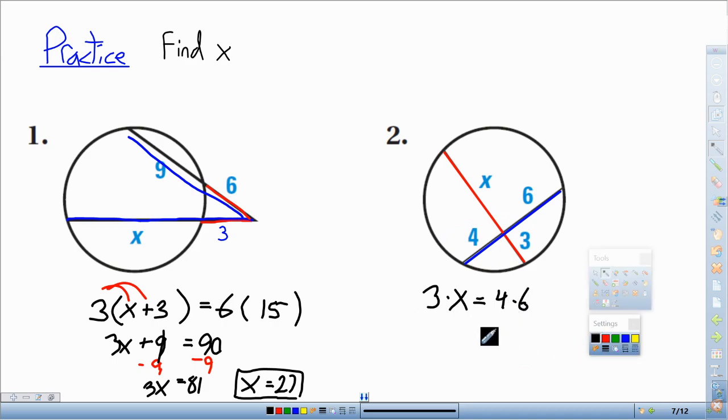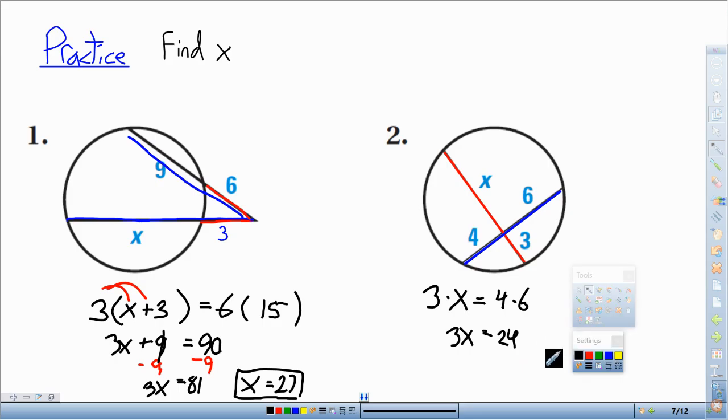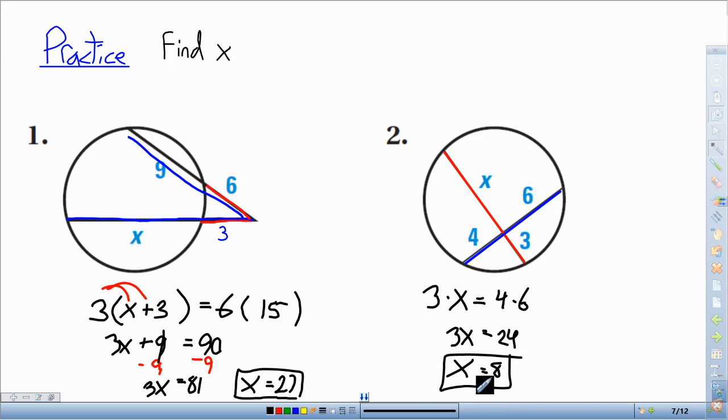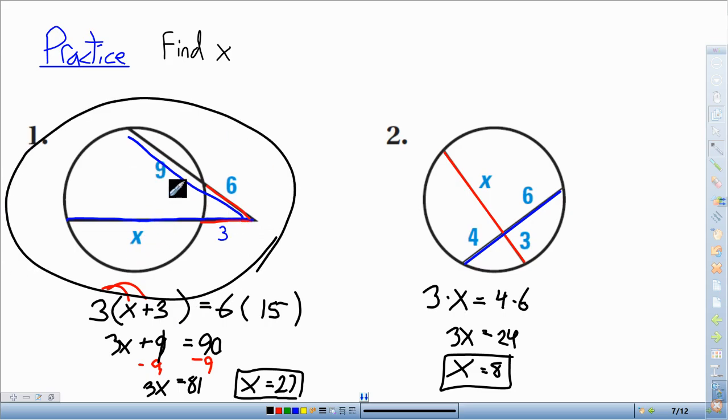All right, so yeah, way more straightforward. 3 times x is 3x. 4 times 6 is 24. Okay, dividing both sides by 3. 3 is going to go into 24, 8 times? So it looks like x equals 8. Okay, so yeah, these are not terribly difficult. Just try not to get them mixed up. The secant problems are definitely the weirder of the two. So be careful on those.